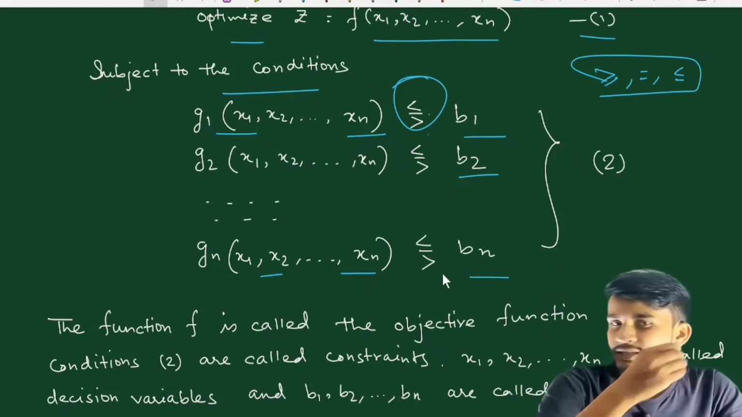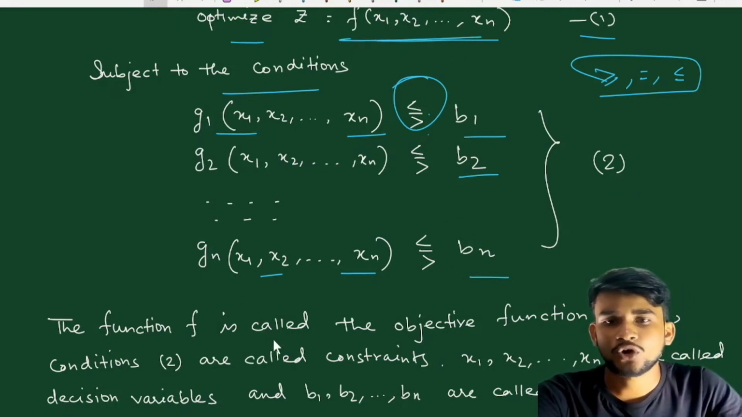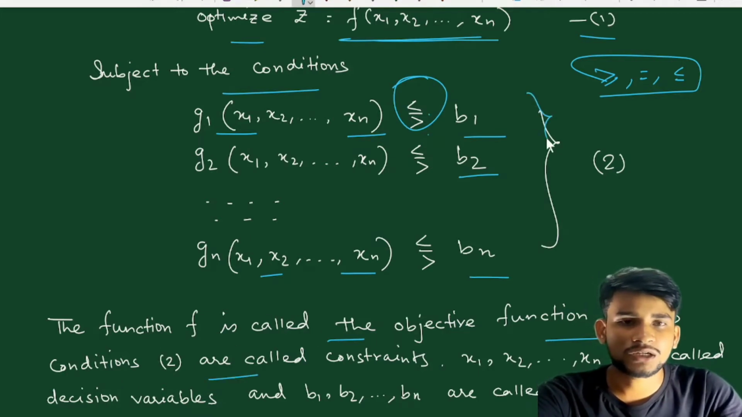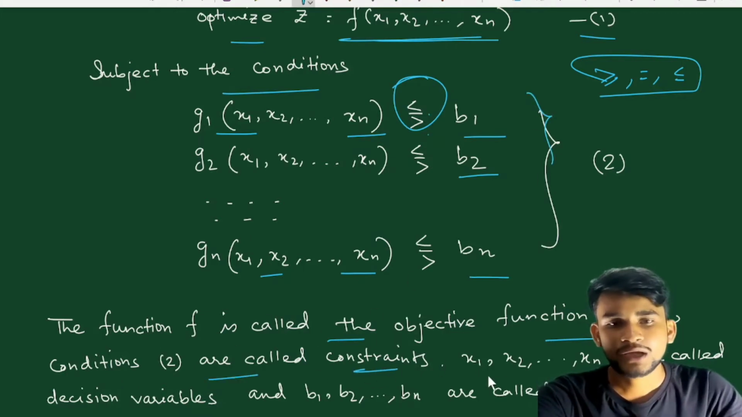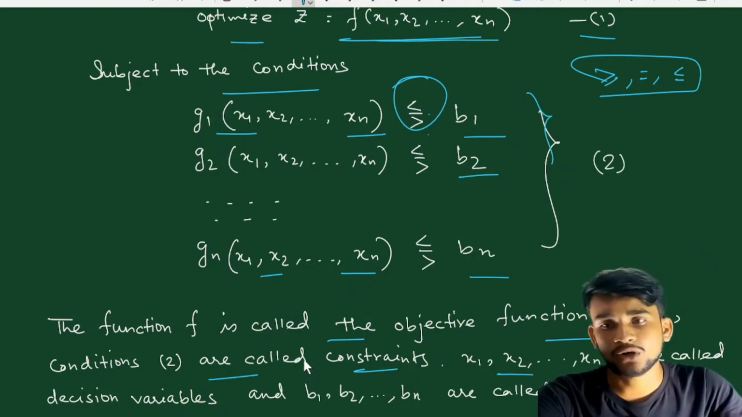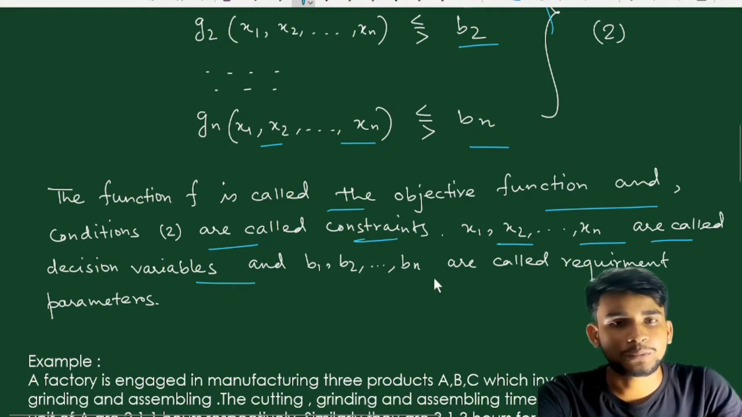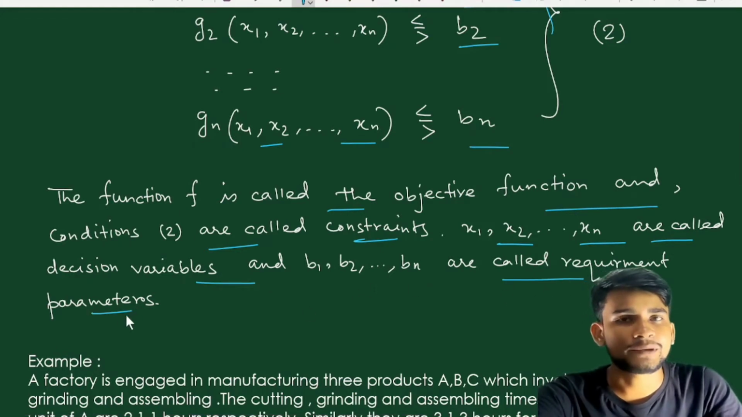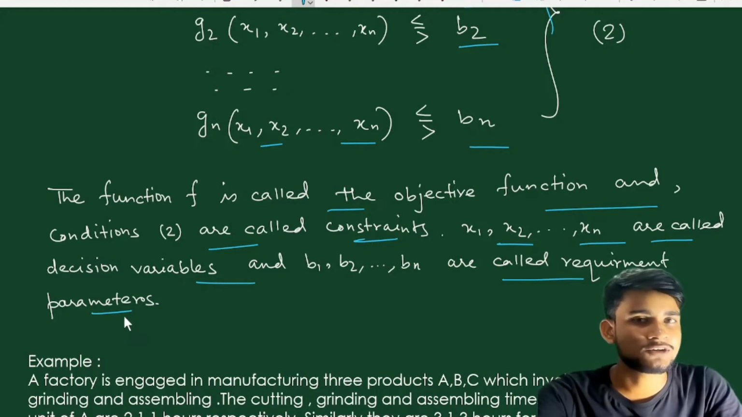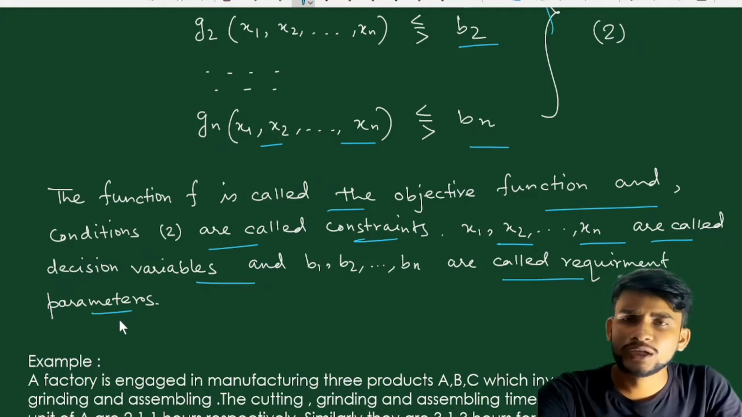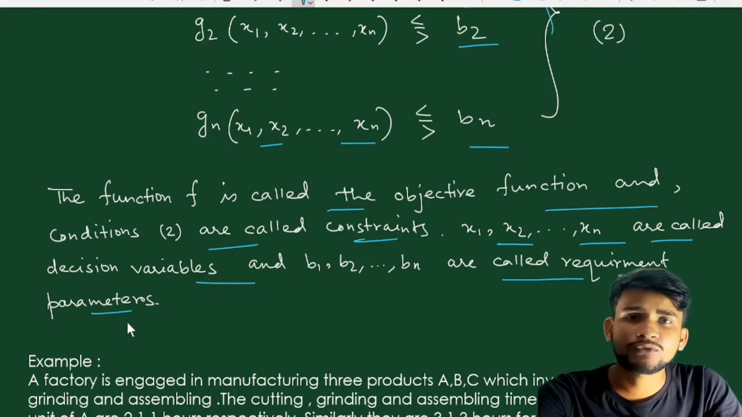The function f is called the objective function, and the conditions are called the constraints. x1, x2, ..., xn are called the decision variables, and b1, b2, ..., bn are called the requirement parameters. So this is the complete definition of an LPP, and we know that LPP is needed basically for business purposes; these are problems from business.